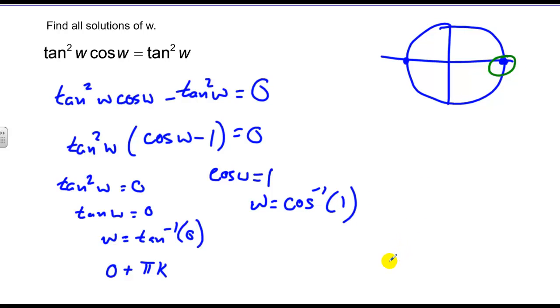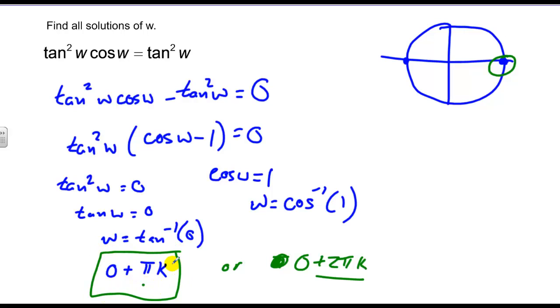So you'll notice that if I were to state pi, or 0, plus 2 pi k, that actually includes all these values. So I could just state that. That'll do it.